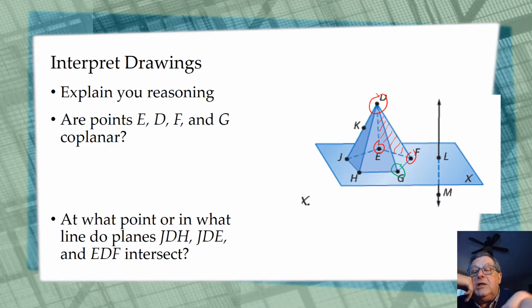And E, F, and G are on the same plane. That's this plane here, X. But D's not on that plane. And so we would have to say the answer to this question is no. They are not coplanar.